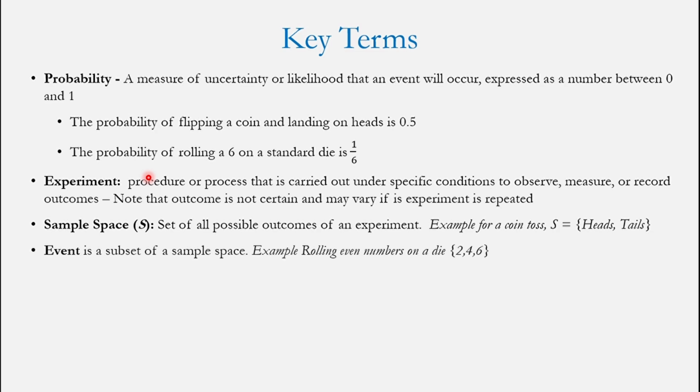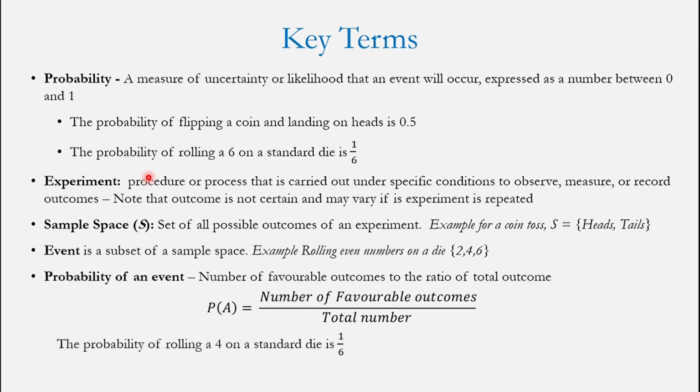Another term is event, and an event is just a subset of the sample space. It's just part of the sample space. In the case of having one die, when we roll, we have an event of having even numbers being 2, 4, and 6. We compute probability by dividing the number of favorable outcomes by the total number of outcomes. Here we have an example of rolling a die and landing on a 4, which will be 1/6, where 6 is the total number of outcomes in a die.